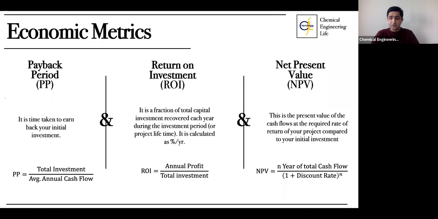So the N year of total cash flow, so you sum up all the money that you have earned so far, you divide it by something we call a net present worth factor. And it is calculated as 1 plus discount rate to the power of n, where n is again the number of years. The discount rate is the rate that is given to you depending on how risky your investment is.